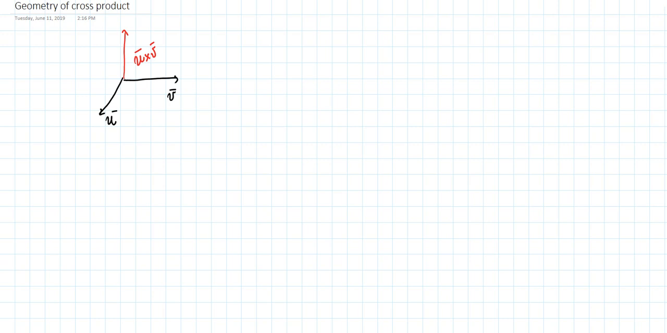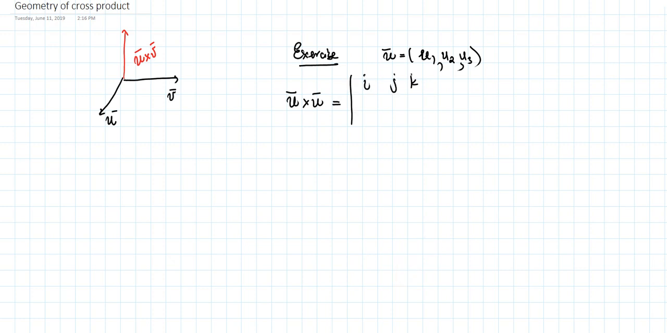So the first exercise which we are going to do is this: we are going to give a vector u with the components u1, u2, and u3. And I would like to find the cross product of this vector u with itself. Do you remember how to write this down? We need to write i, j, k, right? Then we need to put u1, u2, u3, and then again u1, u2, u3, right?